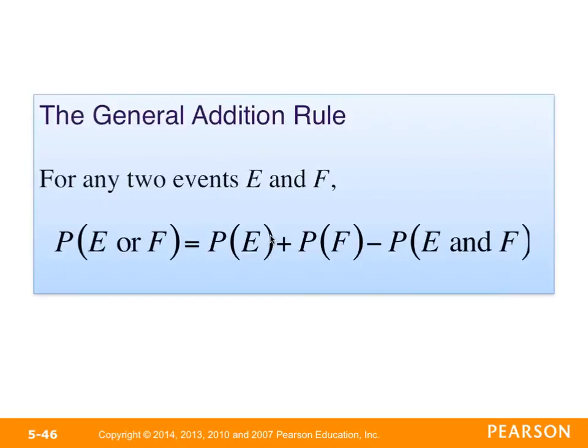But if we're not sure, this is our general addition rule. If you're not sure if they're disjoint or not, what you should do is add the probability of E and the probability of F, and then subtract any overlap that you have.